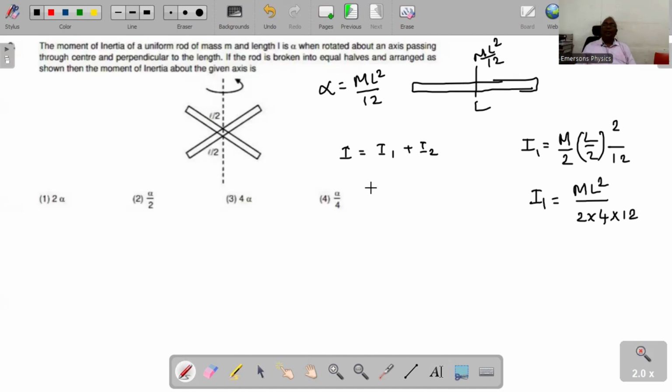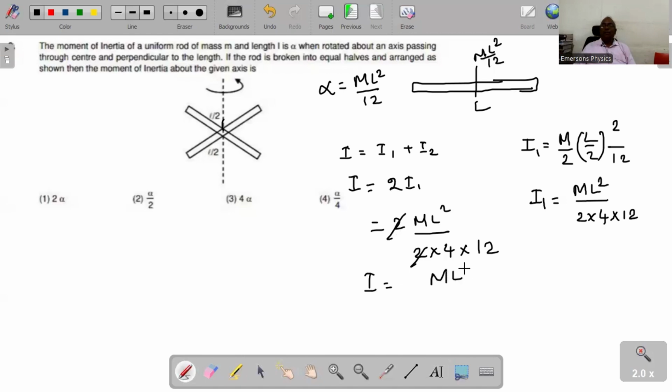This is the moment of I1. I1 and I2 are equal. So this can be written as net moment of inertia about the center will be 2 times I1. Or 2 into this value, ml squared divided by 2 into 4 into 12. Here this gets cancelled. But net moment of inertia is ml squared by 4 times 12, nothing but 48.